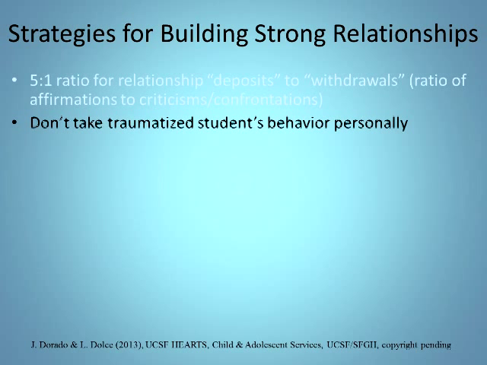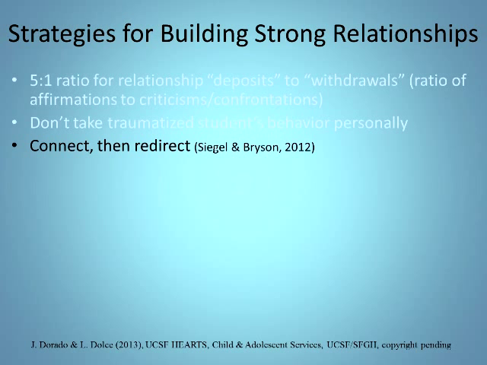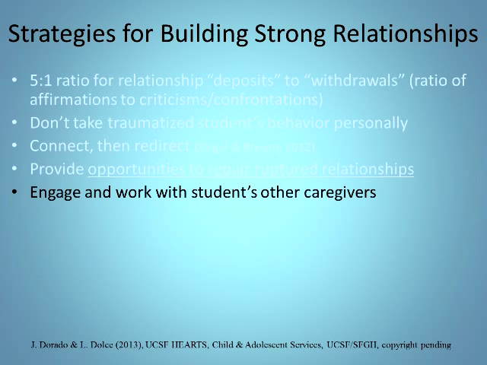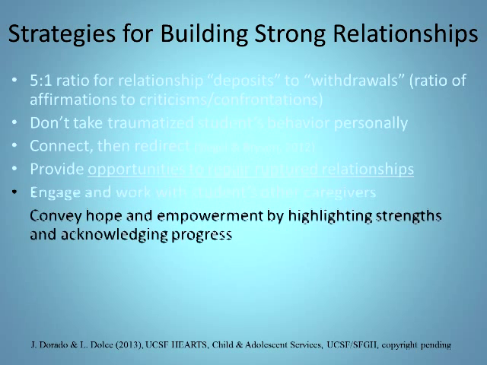Can we not take their behavior personally and wonder if maybe their reaction is about something else? When we need to redirect a kid, can we connect with them, engage their parasympathetic nervous system, the thing that calms them down, that relationship, and then redirect? Can we use things like restorative practices to repair ruptured relationships? That's such a gift. We all make mistakes. Sometimes we yell in class when we don't mean to. Can we come back and say, listen, I lost my cool. I'm really sorry. Let's try to figure this out and work together to make this better. We want to engage with the student's other caregivers so that the other grown-ups are working together.